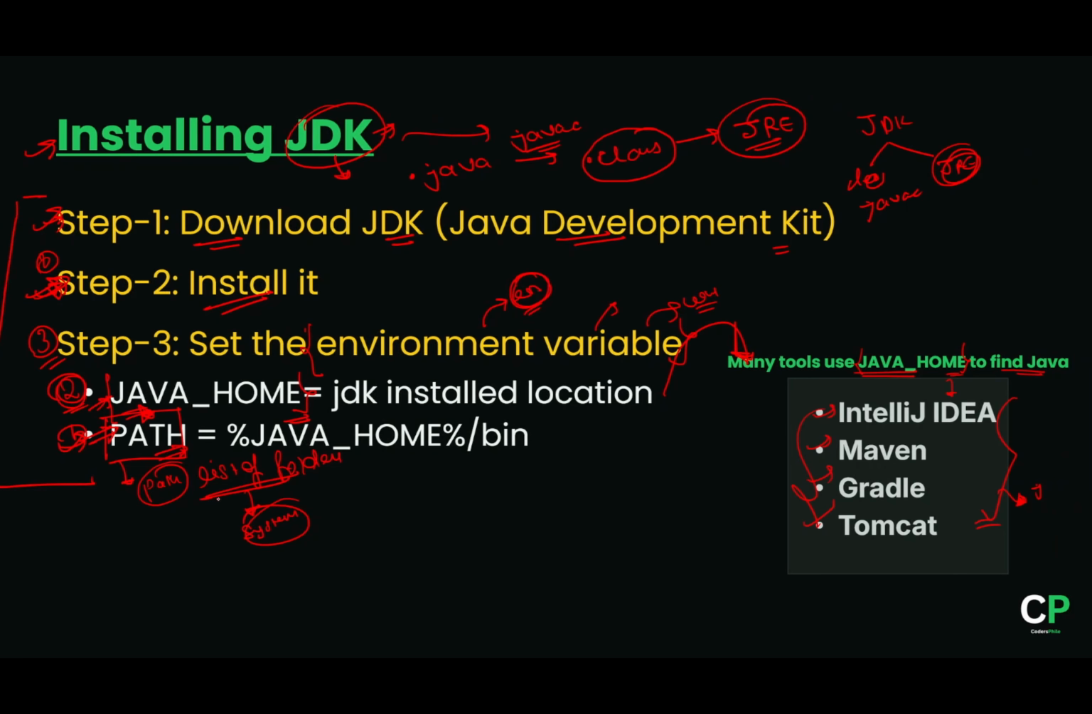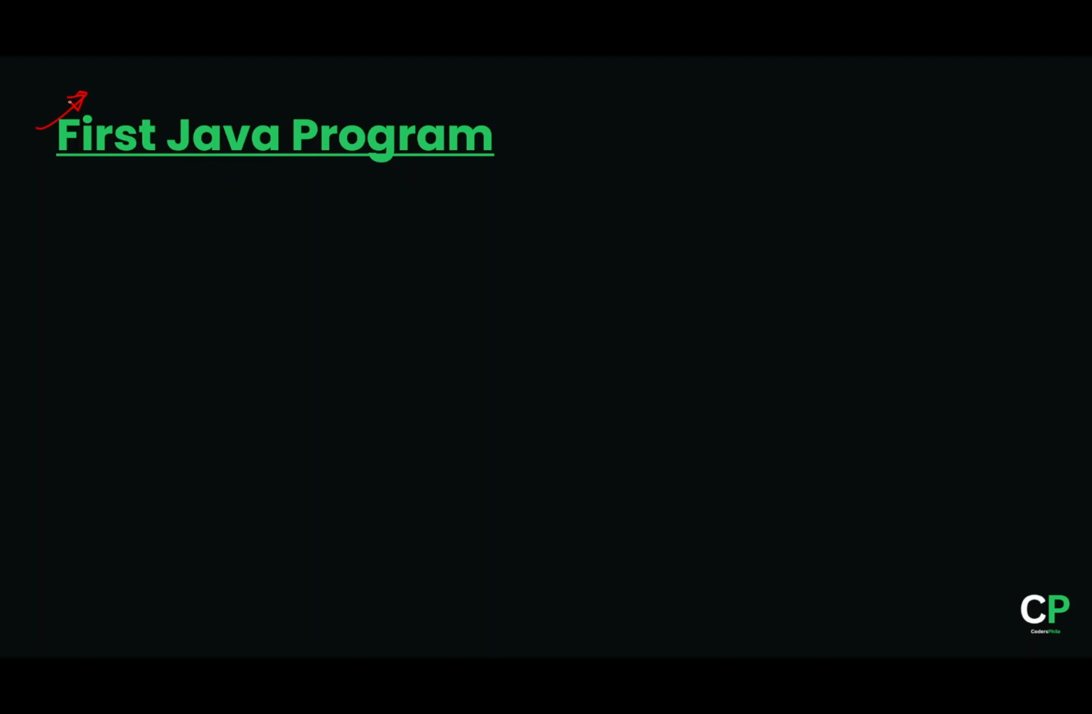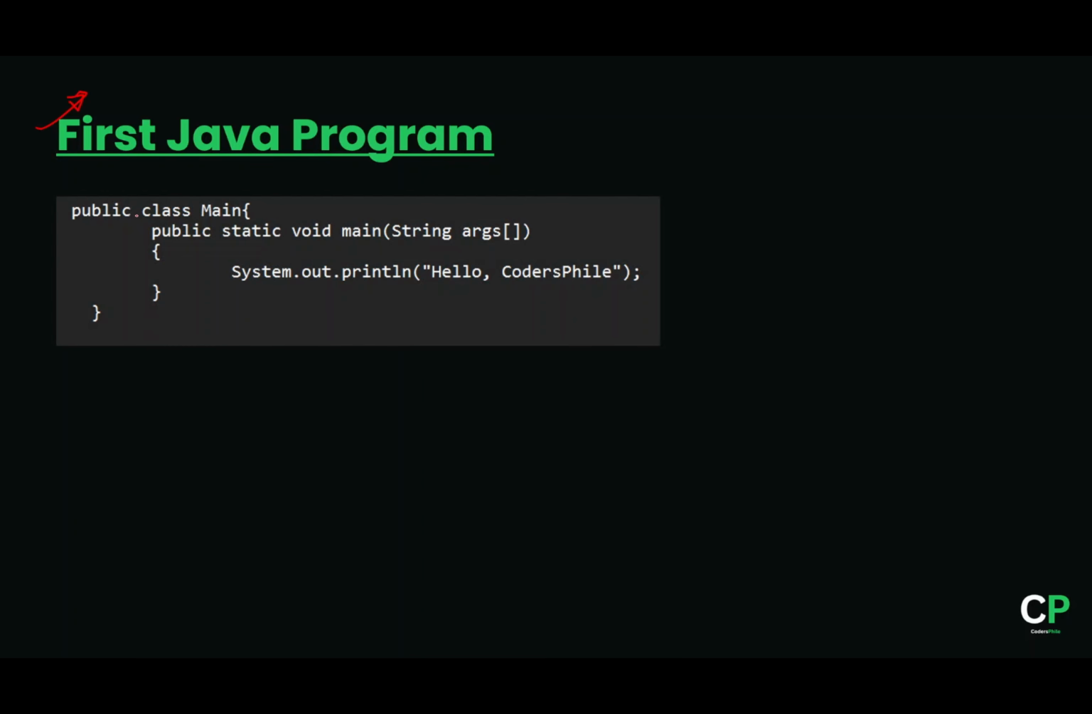Now let's see how we can write our first Java program, compile it, and see how the program is executed in Java. So now we have successfully installed and set up our JDK. Now we'll start writing our first Java program. It will be a simple Java program that will print hello coders on the console. This is going to be our first Java program.